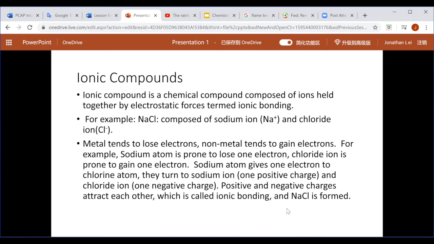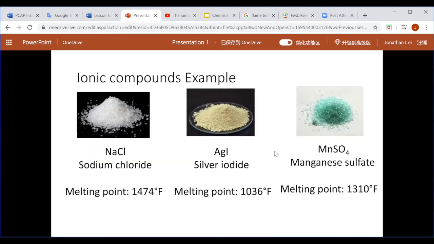So, do not be intimidated by the fancy term ionic bonding. It is just positive and negative attract each other. It is very simple. And this is the principle how ionic compounds form. So if no one has any question, we can see some more examples of ionic compounds.